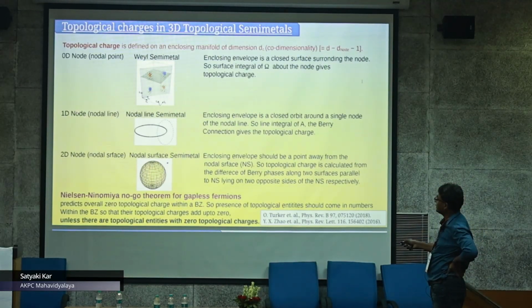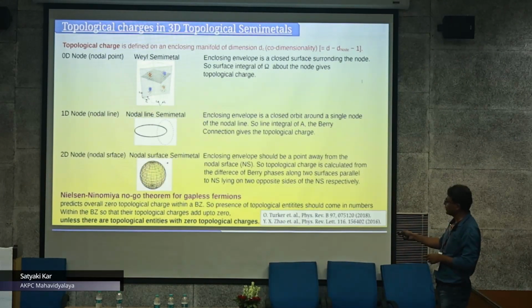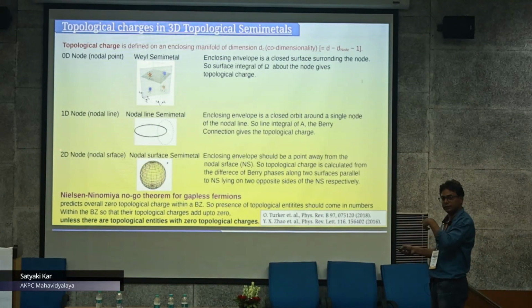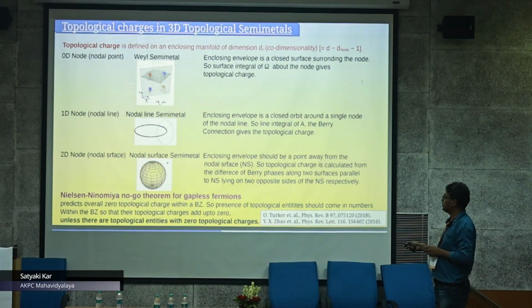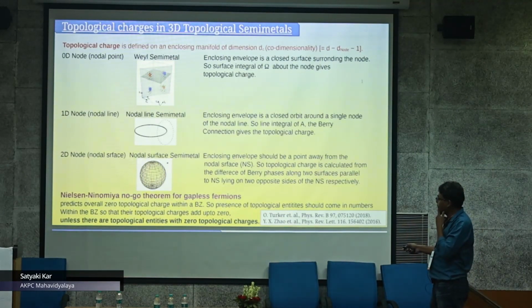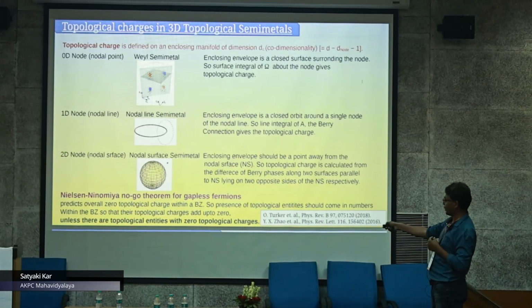For the nodal line semi-metal, it's a 1D node. So we have a 1D envelope which goes like that. It should ring through the nodal line. And then there we just do the Berry connection integration to get the value of the topological invariant. And for nodal surface semi-metal, because the node is 2D, the envelope basically gives us a point.